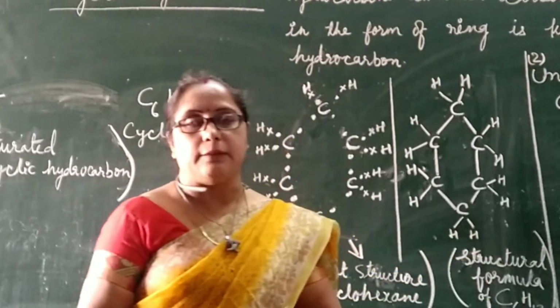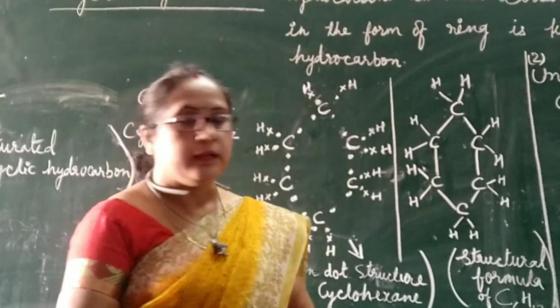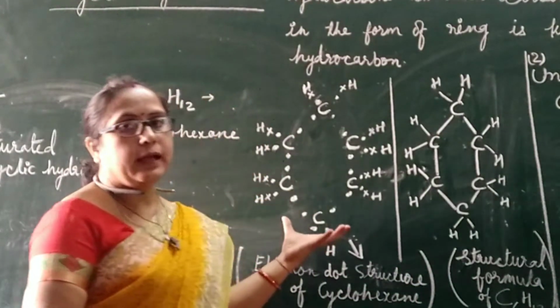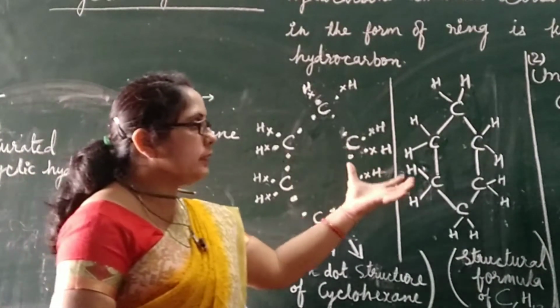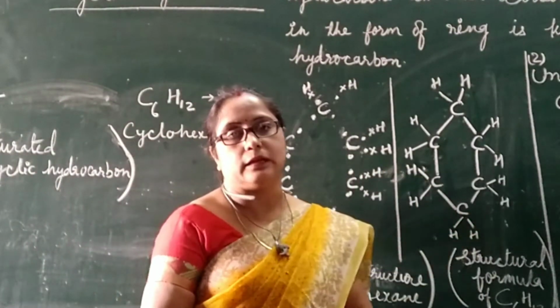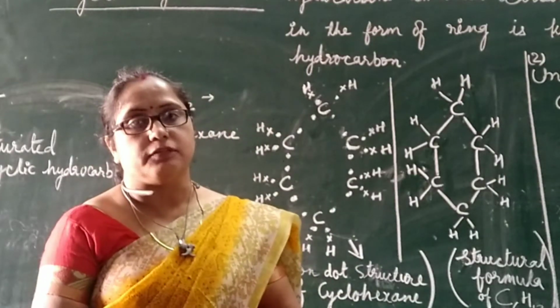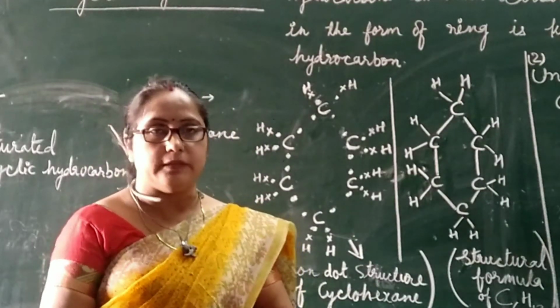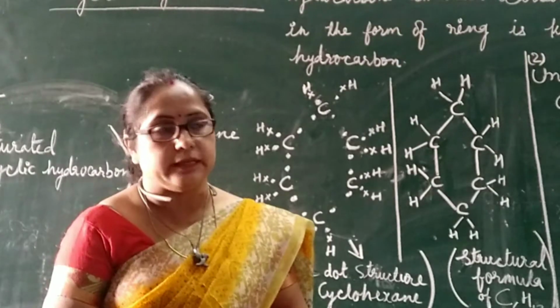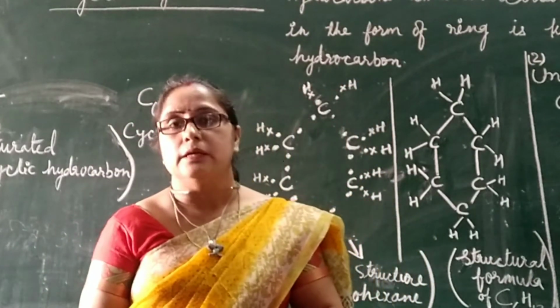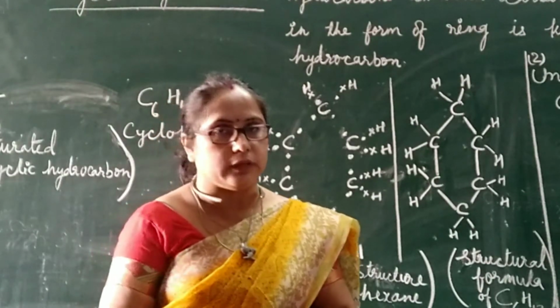So this is an example of a cyclic hydrocarbon, that is cyclohexane. And this is a saturated hydrocarbon because all the carbon atoms are linked together by single bonds. Now we will discuss unsaturated hydrocarbons in which a double bond is present, and how they form the ring-like structure, that is, the cyclic unsaturated hydrocarbon.